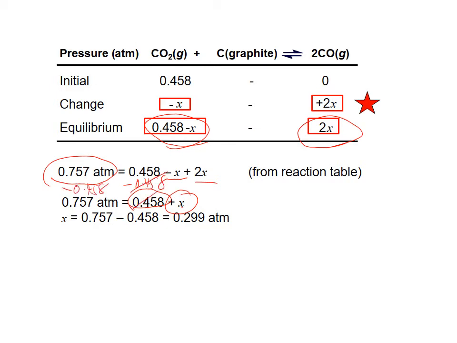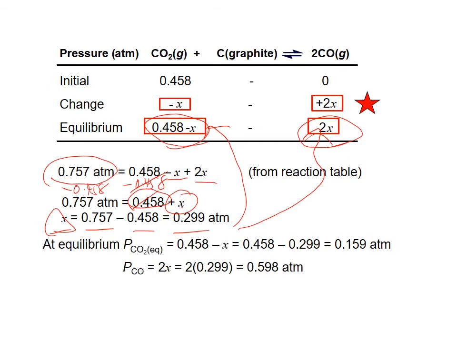So this will cancel, and that gives you 0.757 minus 0.458, which gives you 0.299. And now with this x solved, you put it back into this table and calculate the equilibrium pressure. So equilibrium CO2 is calculated to be 0.159, and equilibrium carbon monoxide is 2x.